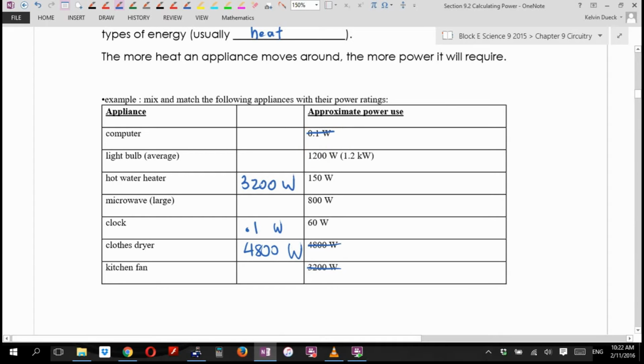Okay. Oh, you know what? I know the wattage of an average light bulb because I've replaced light bulbs. What's the wattage of an average light bulb? 60. Yep, I'll go with that.